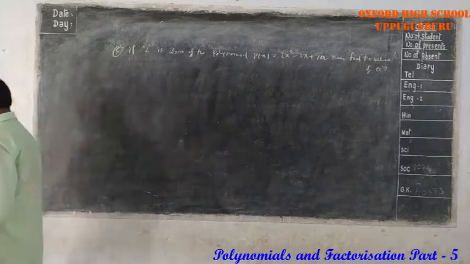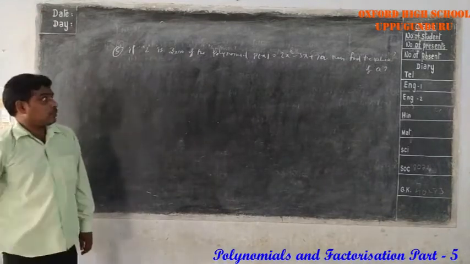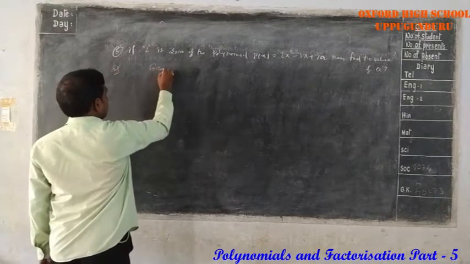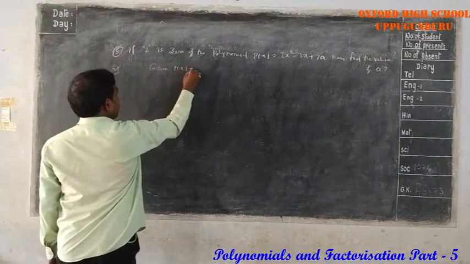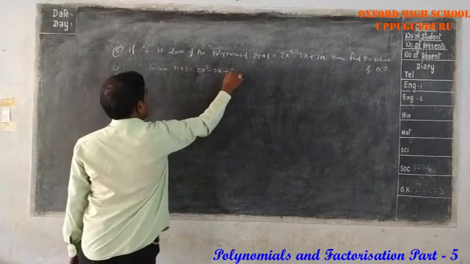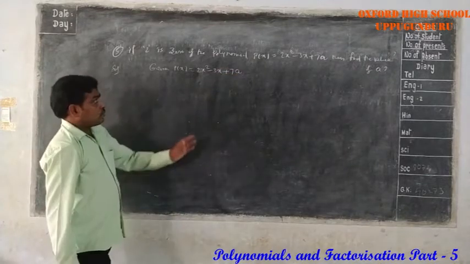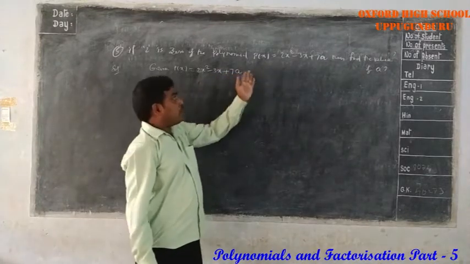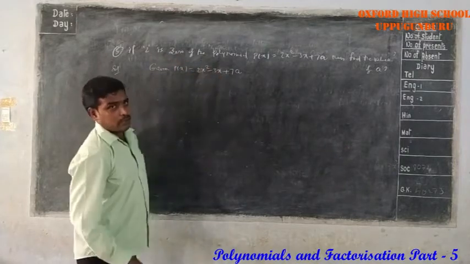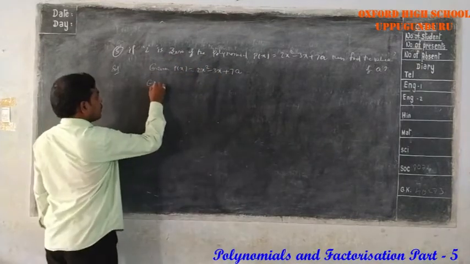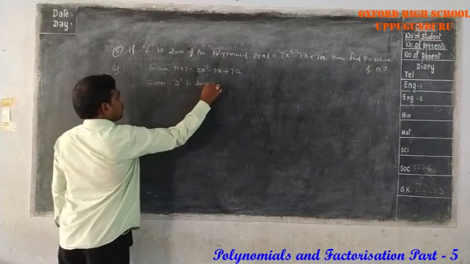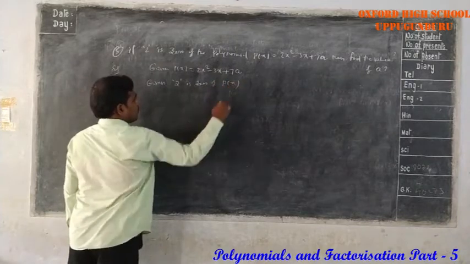So they gave 2 is 0 of the polynomial. Given p of x equal to 2x square minus 3x plus 7a. This is the polynomial they gave, that's why I am writing it. Next, what is the condition they gave? 2 is 0 of the polynomial. Given 2 is 0 of p of x.